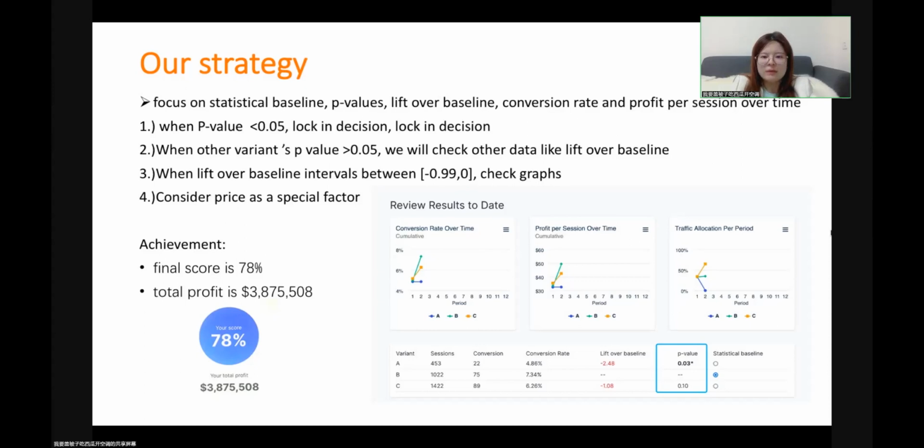When the leftover baselines among all variants are really close, let's say in an interval of around negative 0.9 to 0, we move to analyze the graphs of conversion rate and profit per session combined with the p-values, to see which variant is on top of the graph. Then it will bring us the most profit. We will allocate traffic based on which brings us more profit. Also, price is a very sensitive factor. We tend to allocate a little bit of traffic to the most expensive products with relatively high conversion rate.